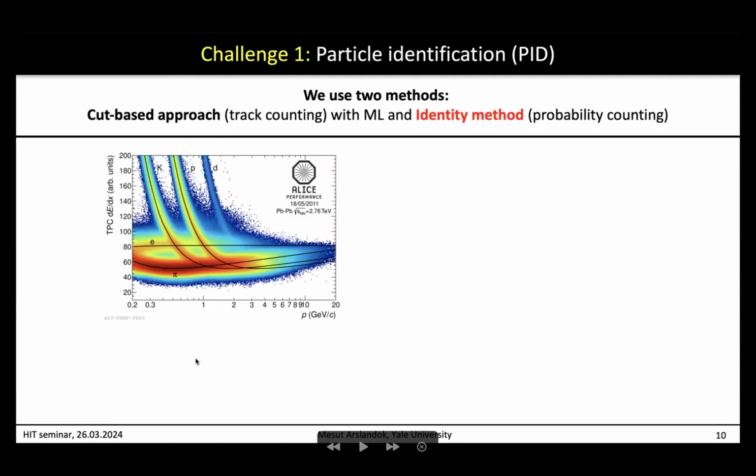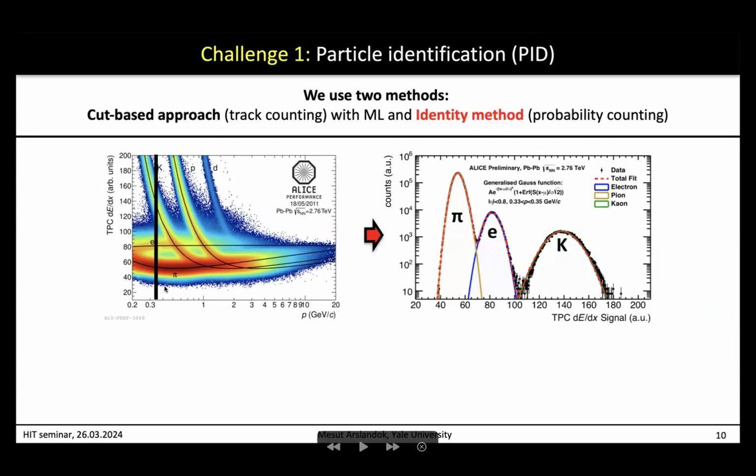Okay, so the challenge number one is to identify particles because I need the identity of protons. And to do this, we have got two approaches. One is cut-based, which means you are counting tracks once you are sure that the identity is proton. And then there is this identity method, which is the probability counting. So this is what you have as an input. What you do usually is that you take a slice here, you project on the dE/dx axis, and then you look at the particles, if they correspond to, for example, here or there, and then depending on that, you give an identity.